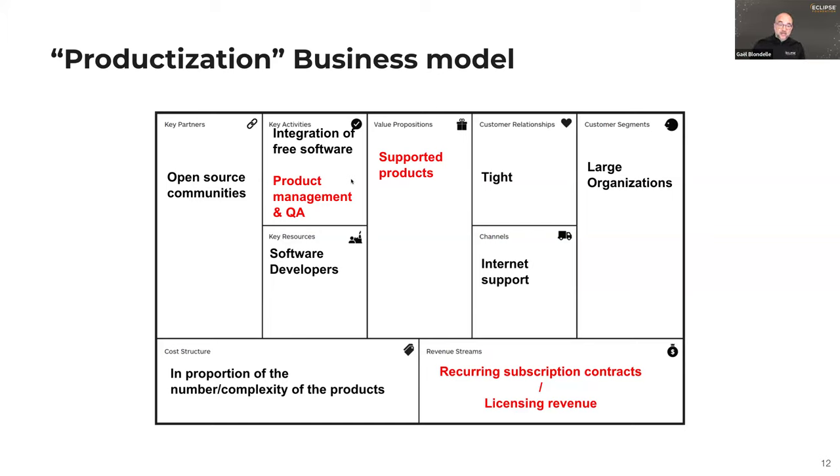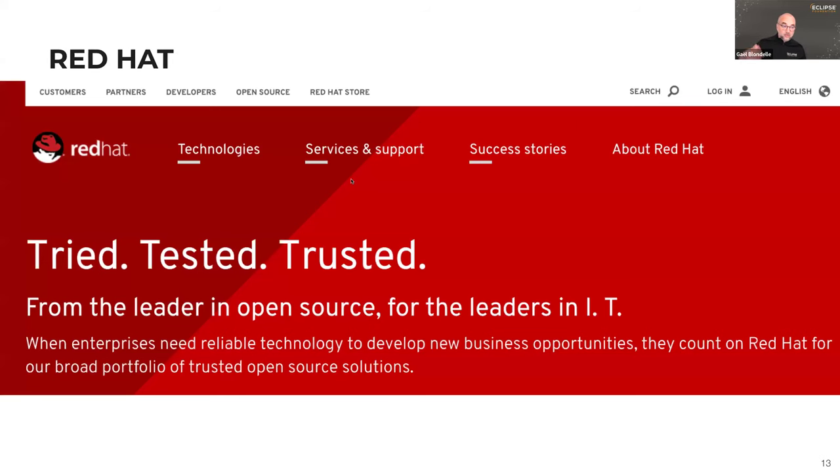Interestingly enough, that's the model that Red Hat has been using forever. Because when people think about Red Hat, most of the time they think that Red Hat has been selling support subscriptions forever. But that's a bit more than that. This is a snapshot of their homepage of a few years ago. And I like the idea of what they were selling at the moment as their unique value proposition. When you get Red Hat, you don't just get Linux. You get a Linux that has been tried, tested, and that you can trust.